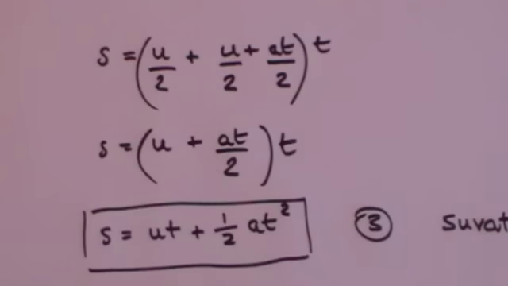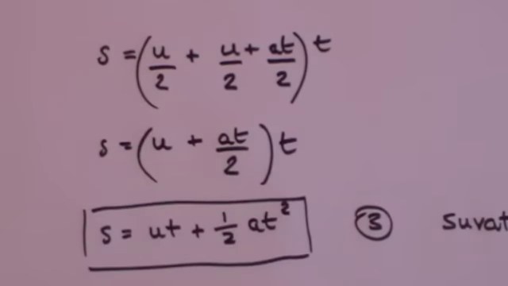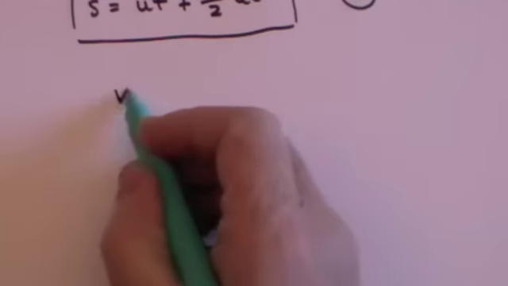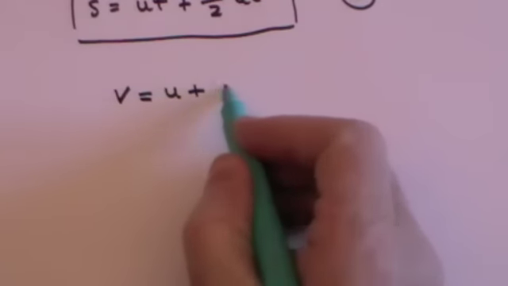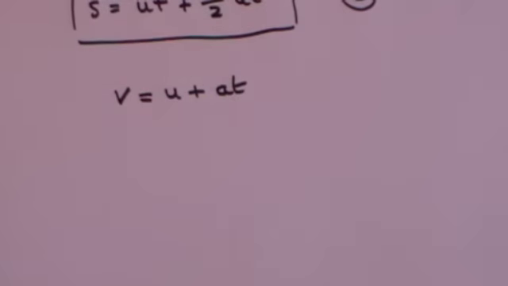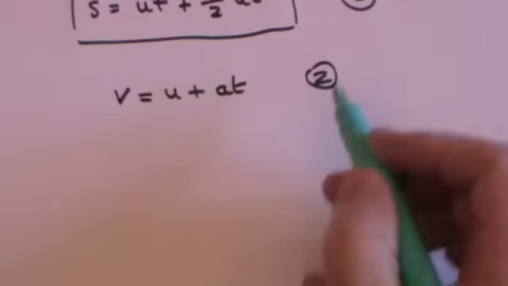And this one shows you the distance, the initial velocity, the time, and the acceleration. This particular formula doesn't include v for final velocity. And finally, we'll look at the fourth Suvat equation, and we'll start with the second, v equals u plus at, which we've already derived. That's the second Suvat equation.